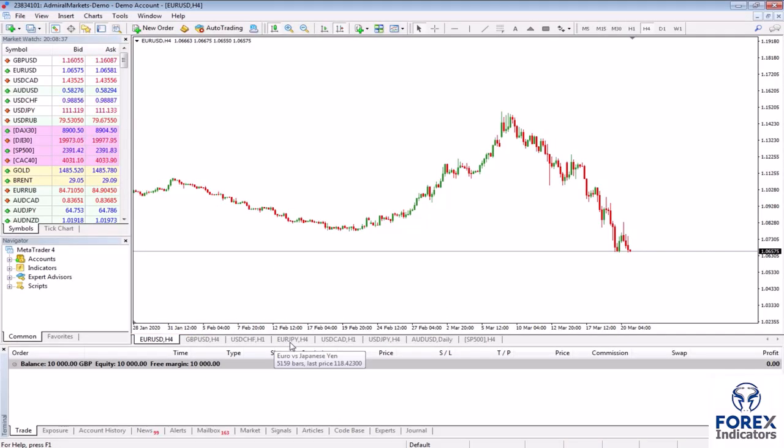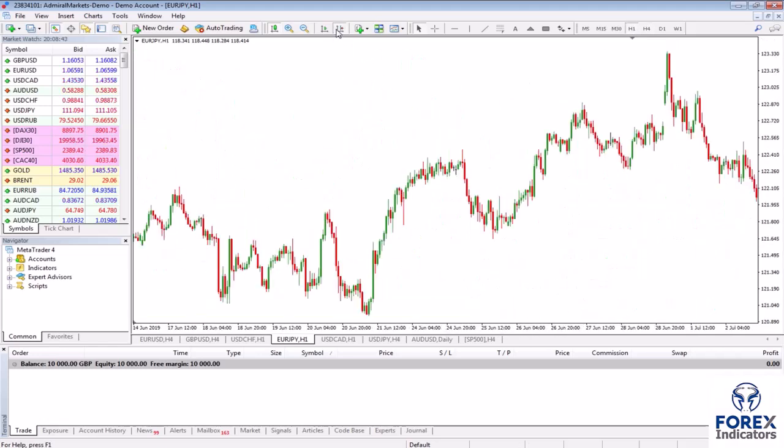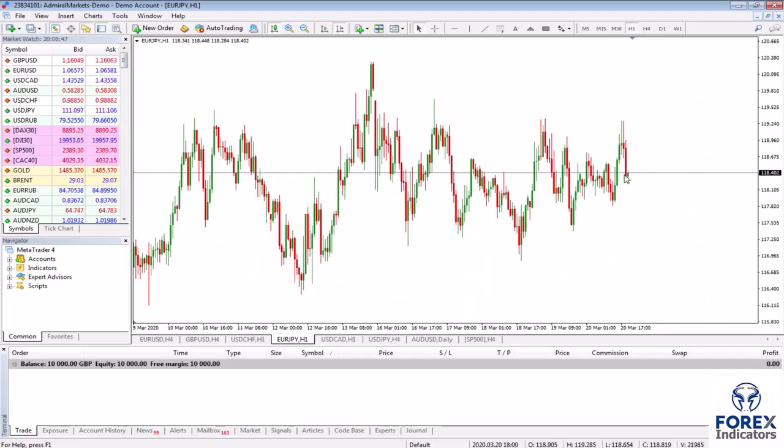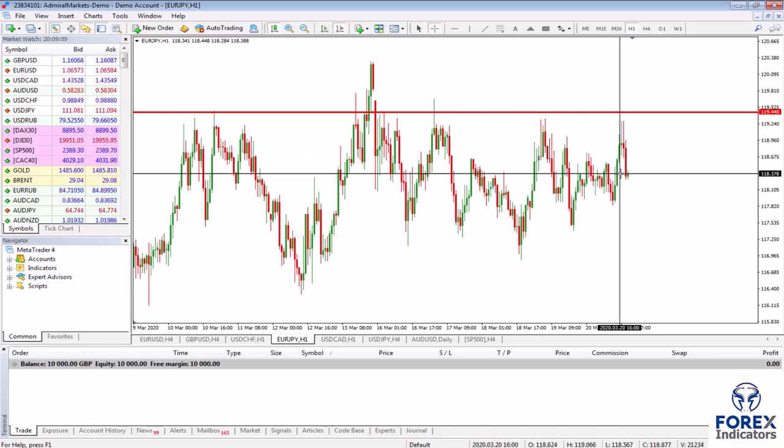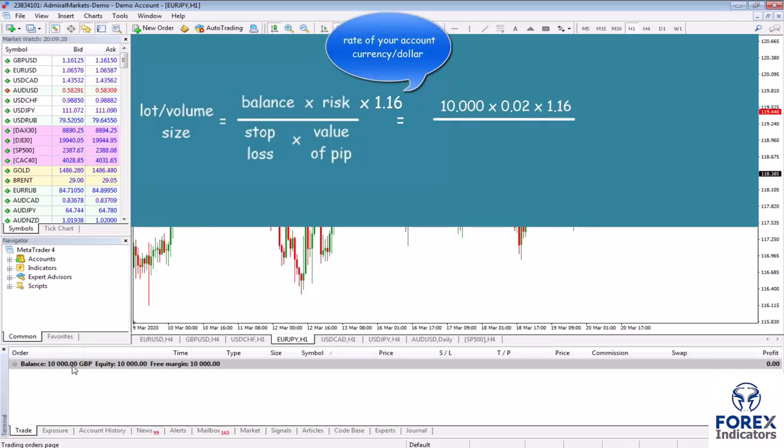We'll open a trade, for example, on the currency pair Euro-Japanese Yen. This time we'll open the sell position and I will place a stop loss above this point here. First we will determine the stop loss amount from the current price level to the stop loss. It is exactly 105 pips. Okay, let's try it. The amount of our deposit is £10,000 times 2% again.